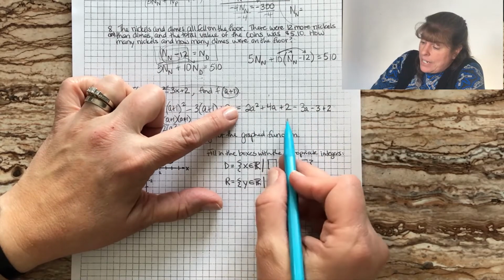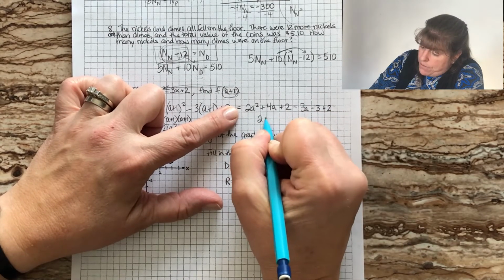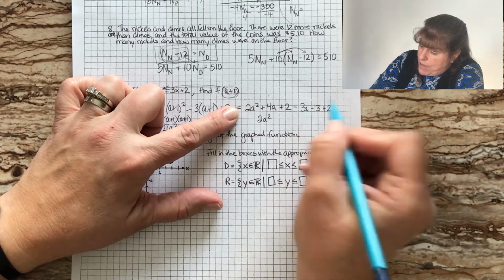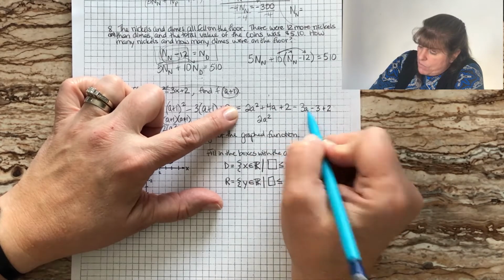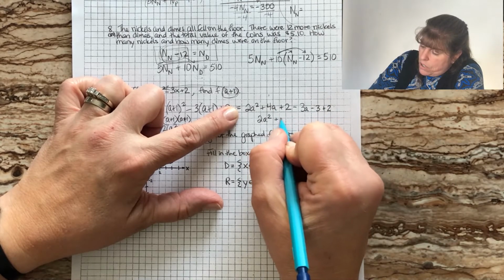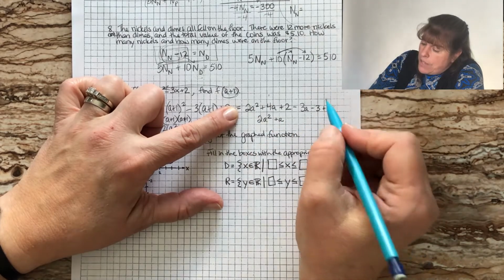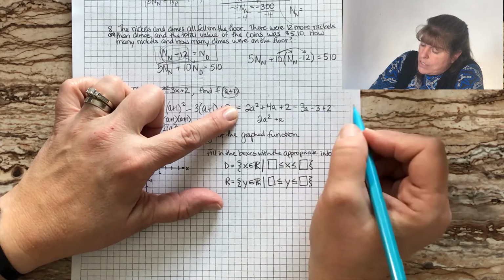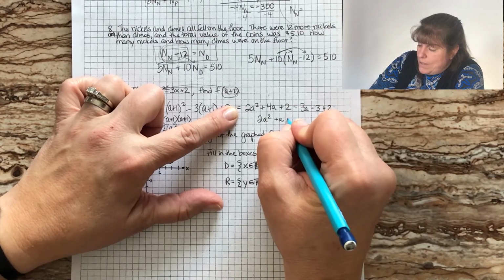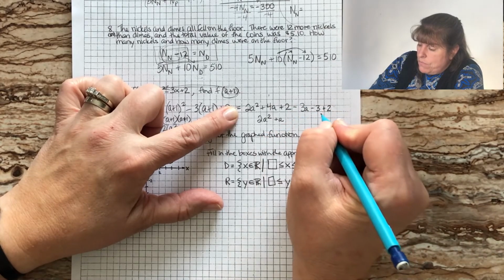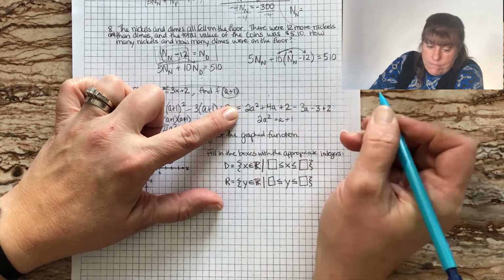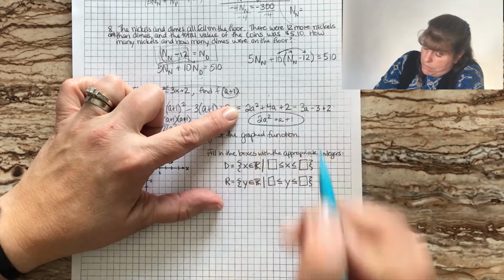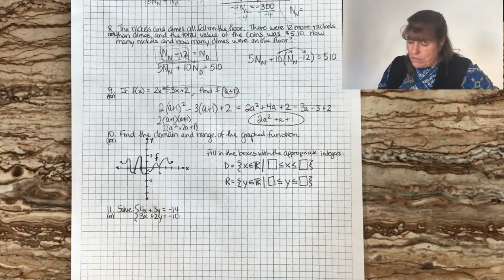Now I'm going to combine any like terms that I have. I don't have an a squared, but I do have a. So I have 4a minus 3a, and that equals 1a. And then I have 2 plus 2 and a minus 3 in there. So 2 minus 3 is negative 1, plus 2 is positive 1. And that, my dear students, is your answer.